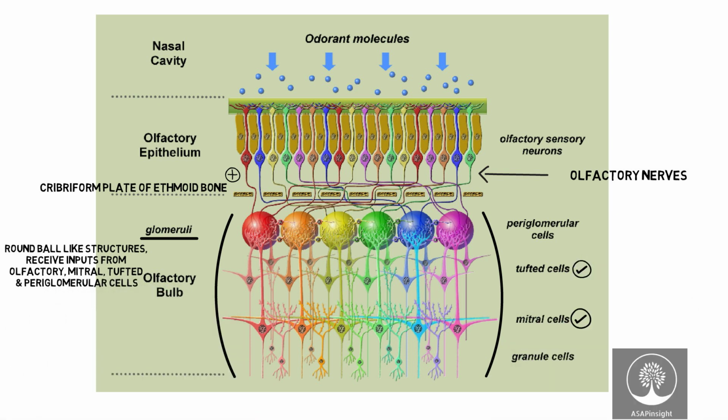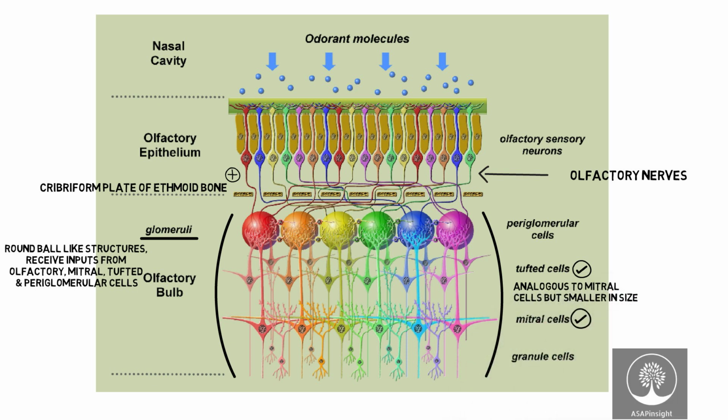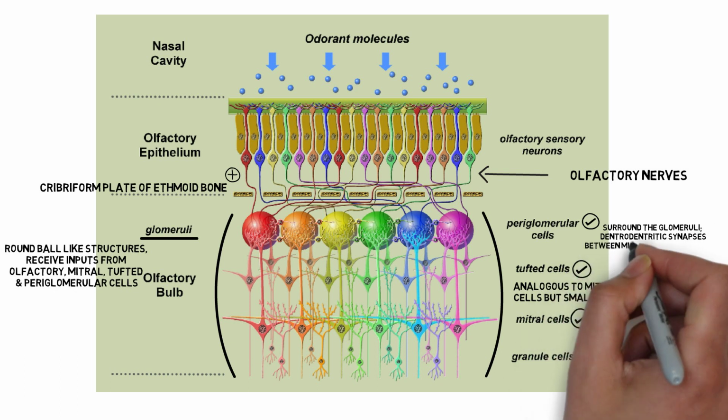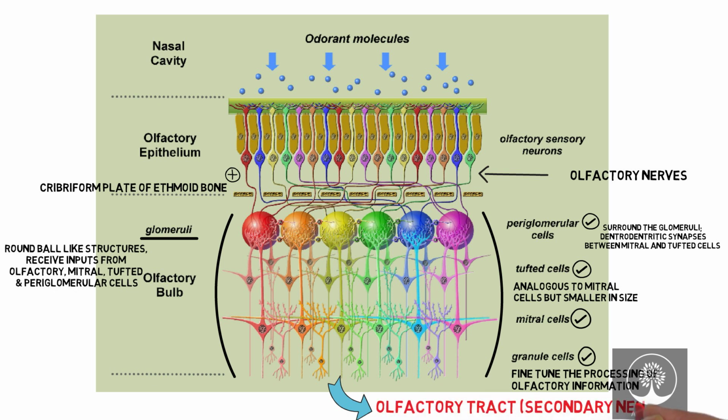Another cell of the bulb is the tufted cell. These are analogous to mitral cells, but are smaller in size. The periglomerular cells surround the glomeruli and maintain dendrodendritic synapses between mitral and tufted cells. The granular cells are responsible for fine-tuning of the olfactory processing. The neurotransmitters present in the glomeruli generate an action potential, which travels along the axons of mitral cells into a tract called the olfactory tract, which is also the secondary neuron.